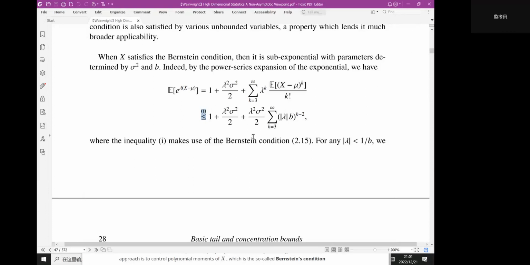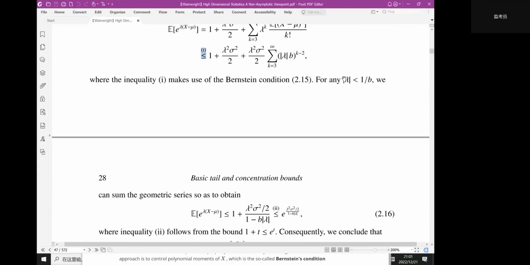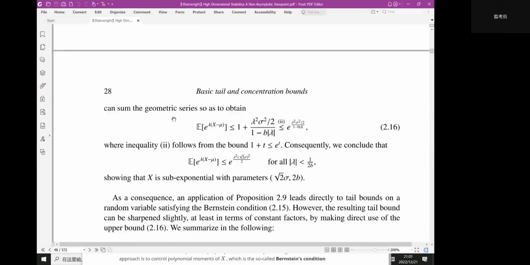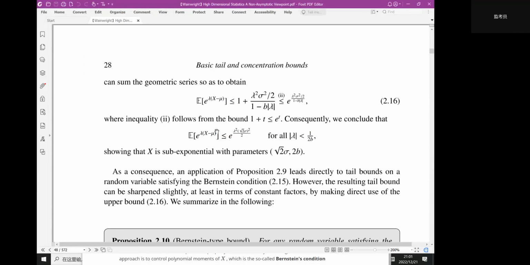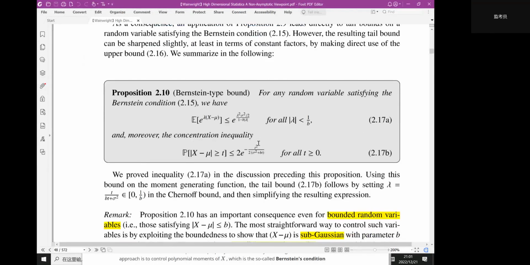Here we use the Bernstein condition, and in this range of the absolute value of lambda, we can calculate the geometric series to obtain the final result and conclude that x is sub-exponential with these parameters. And here is the Bernstein type bound. For any random variable satisfying the Bernstein condition, we have this bound, and the concentration inequality looks like this.